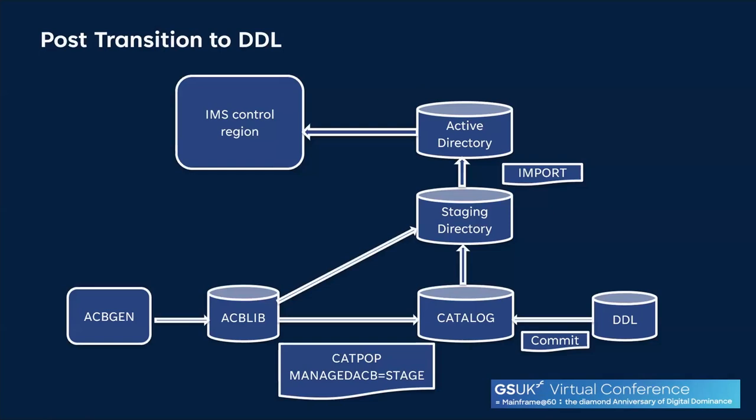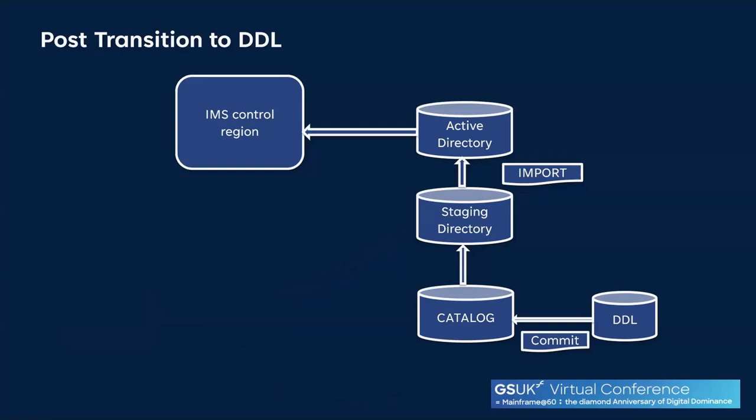But your gen processes, your DB gen, your PSB gen, your ACB gen, and your traditional gen processes are going to go away. And DDL is going to be the only option for making any kind of changes.